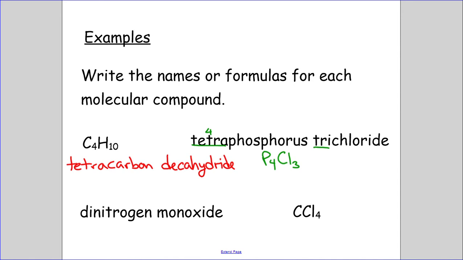After that, I've got dinitrogen monoxide. So for nitrogen, the di prefix means nitrogen has 2. Monoxide is oxygen, and mono just means there's 1, a single oxygen, so N2O would be my compound. And then I have CCl4. So I've got carbon, with no mono in the front because we don't put mono on the first one. And then for chloride, I would need that tetra, and then chloride to finish it off. Notice the IDE ending showing up again.